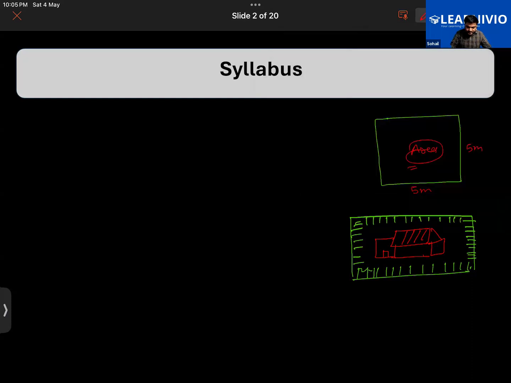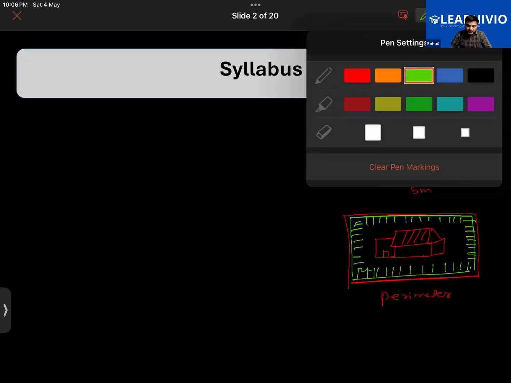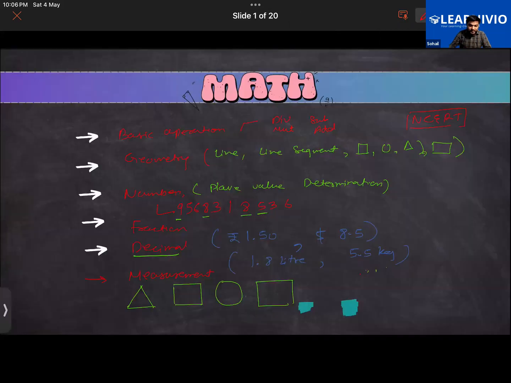So there you will find the length of the total boundary around your house. We call it the perimeter. In the previous case, you were calculating the area. The one which I have shaded over here is the area of the floor. So in the chapter measurement, we study area and perimeter. Clear to everyone?